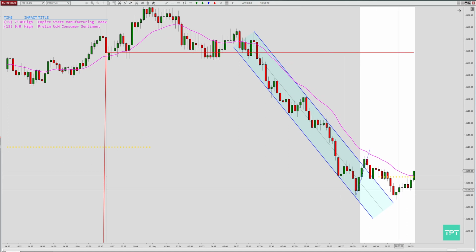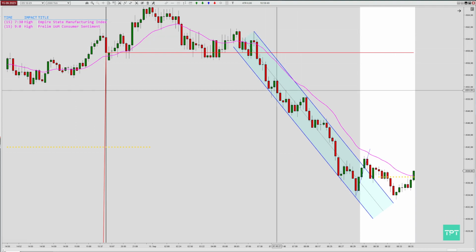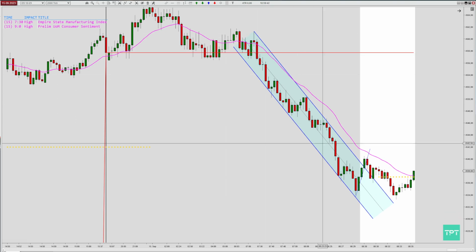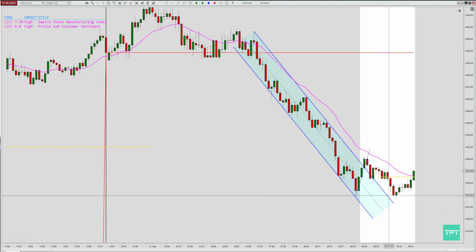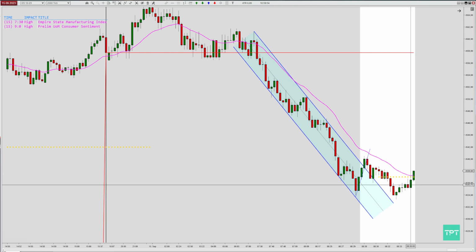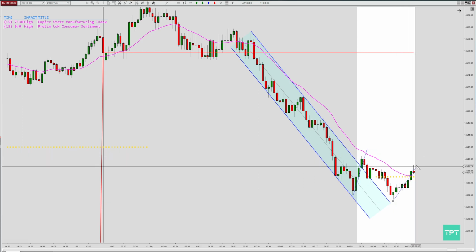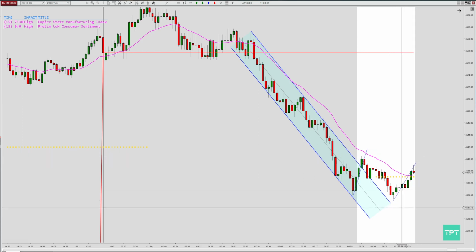I would not look for a long setup just yet because this is a bit too early, especially after such a strong move down here. There could be a potential second leg down after some correction. So we want to see if there's more confirmation that prices are turning now or going sideways. So I will not take a long blindly here after a new low because this is way too early, and also this is congestive.